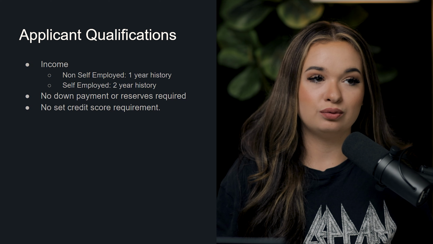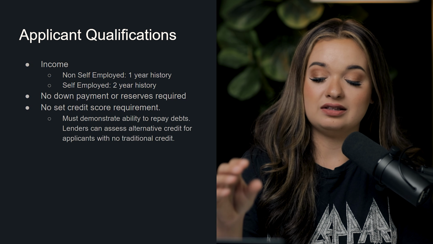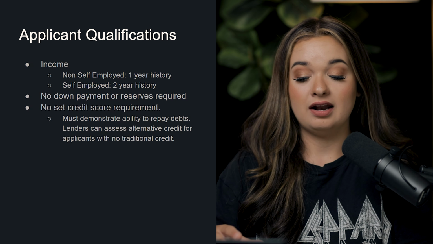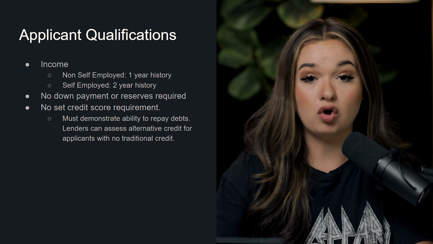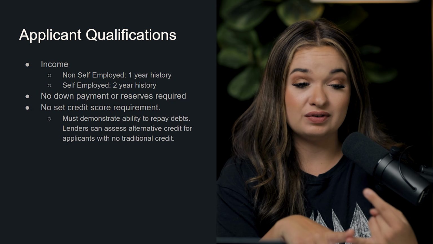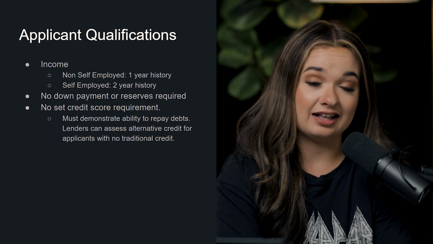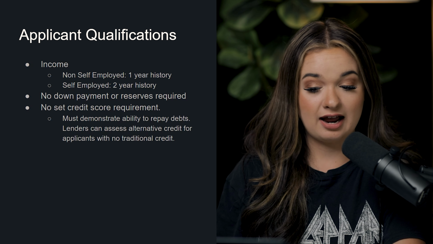Now, they do look at your credit. They will still pull your credit. What they do is they say you must demonstrate the ability to repay debts. Now, they say that lenders can assess alternative credit for applicants with no traditional credit. So if you have credit, you've established credit, even if it's not good, they are going to look at that. They're going to pull it, and that will affect whether you get approved for this loan type.